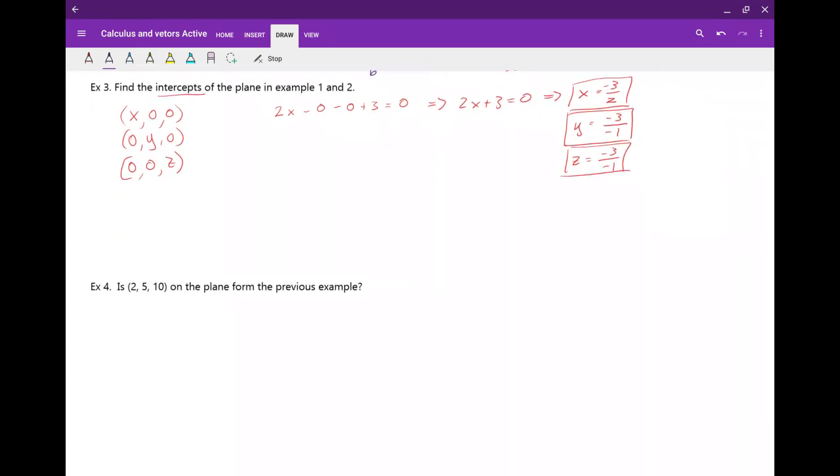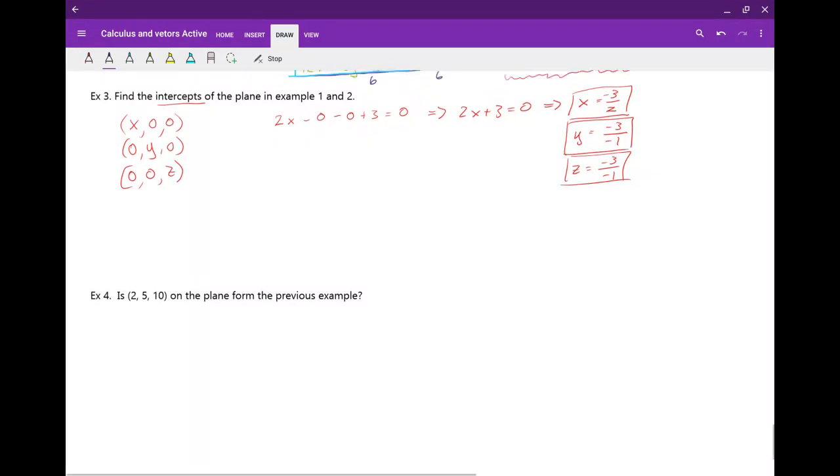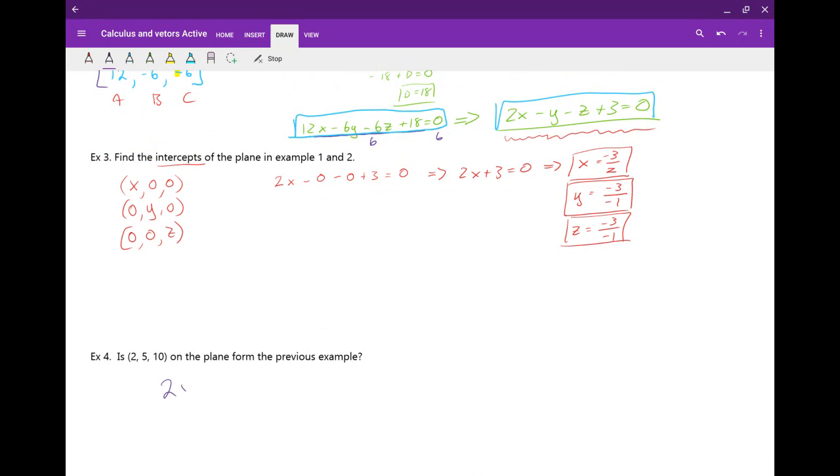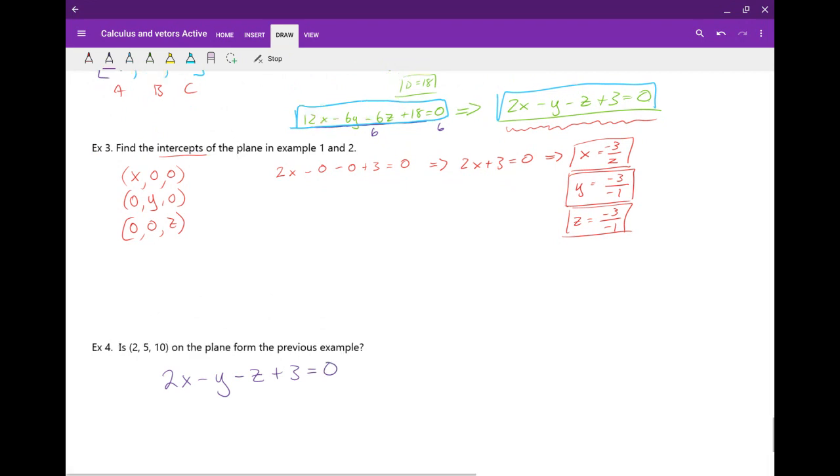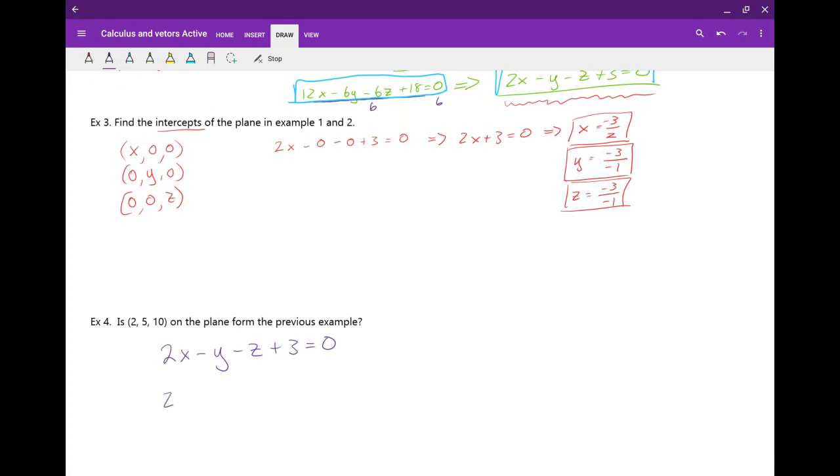Question now: is (2, 5, 10) on the plane? So where's my plane? My plane is 2x minus y minus z plus 3 equals 0. What you do is simply plug this point in. So 2 times 2, then minus 5, minus 10, plus 3 equals 0, right? And our goal here is to say, does this whole thing equal 0?